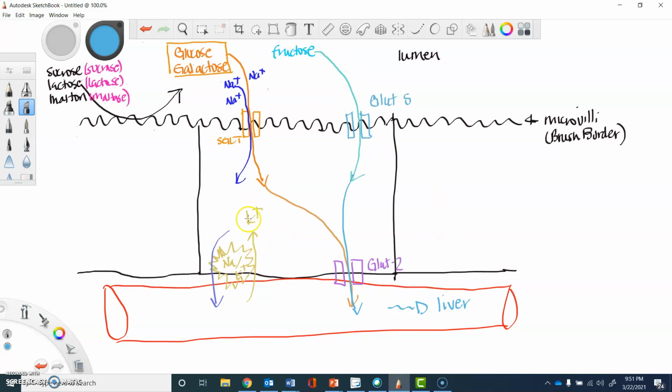So potassium is over here, and we've got the sodium potassium pump going on here. But remember, all cells have leaky channels for potassium, so it just goes right back out once it's in. So that is how carbohydrates are absorbed into the blood.